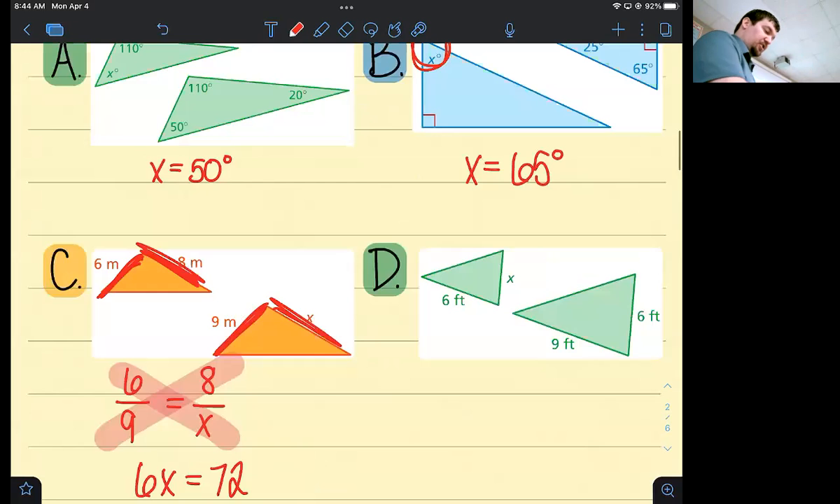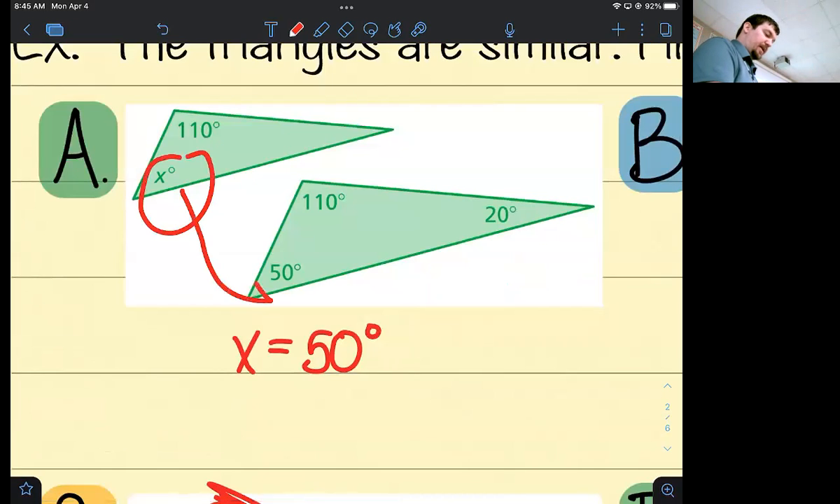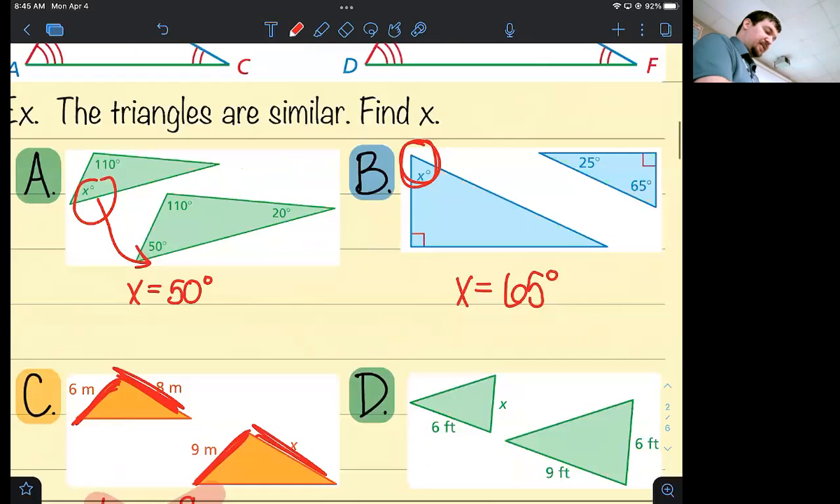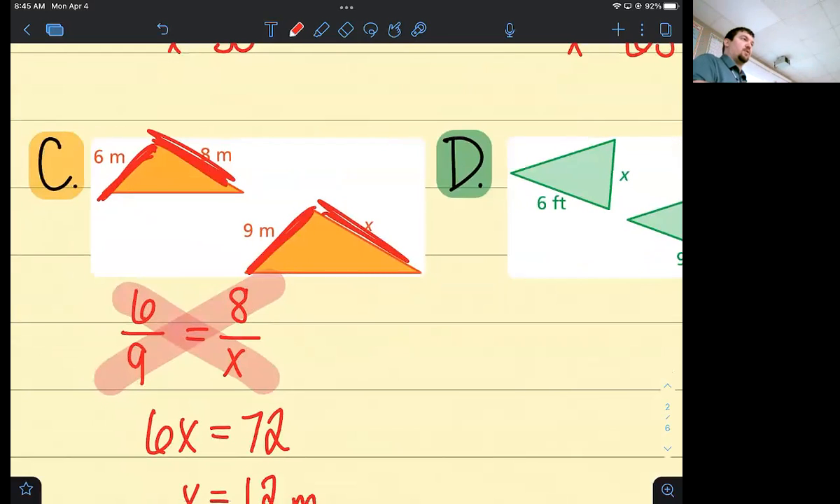It's going to have you questions like this where you have to match up the corresponding angles, which are the same. And then it's going to have questions like this where you have to match up the corresponding sides and make a proportion out of them and solve it.